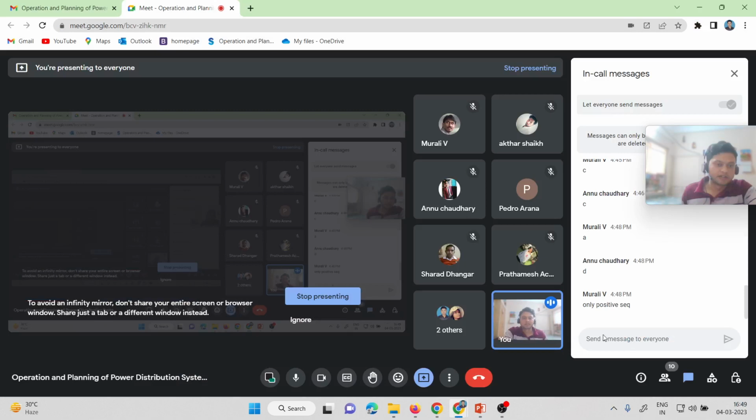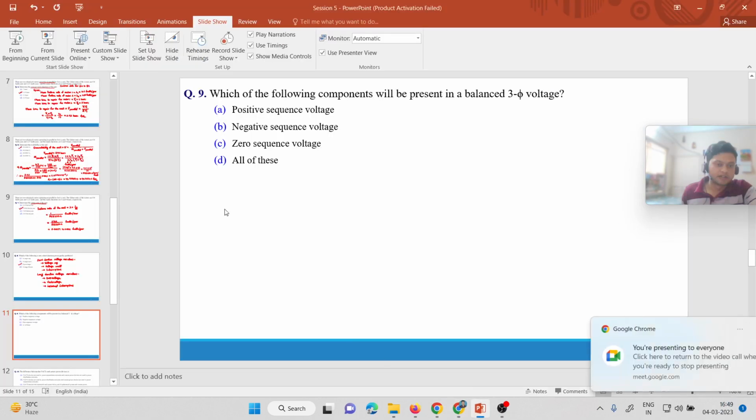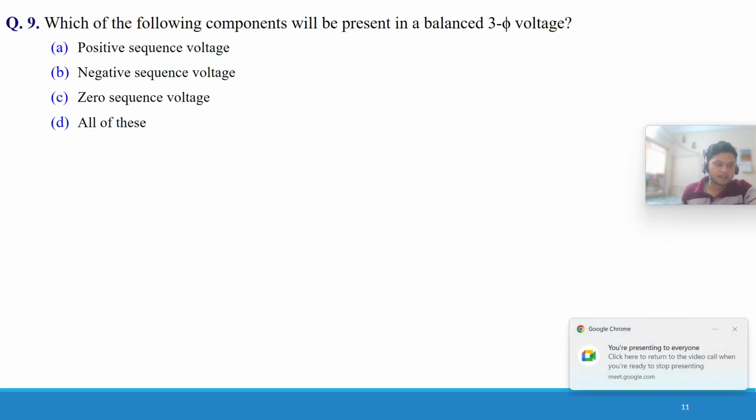Yes, only positive sequence voltage will be present. And in an unbalanced system, these other components come into the picture. So if you go through the Fortescue theorem, you can easily find the solution. The positive sequence voltage will be present only in the balanced three-phase voltage, and the negative and zero sequence come into the picture for the unbalanced system.